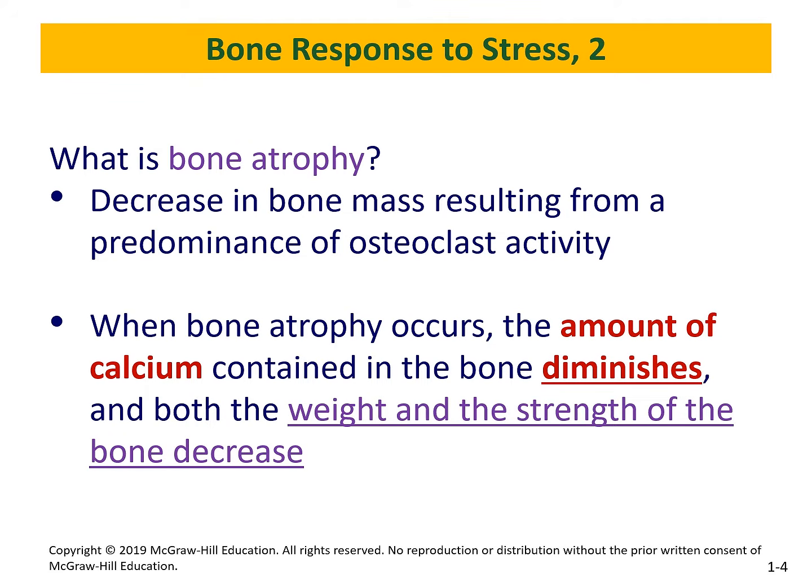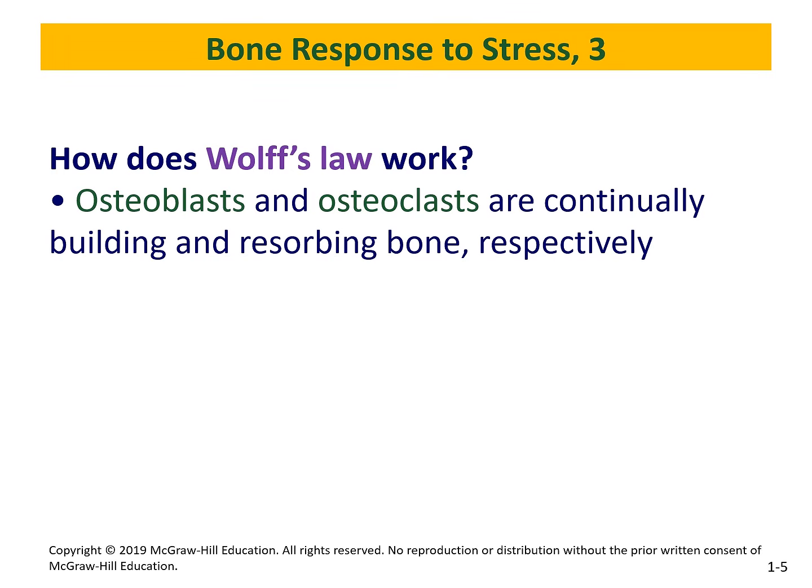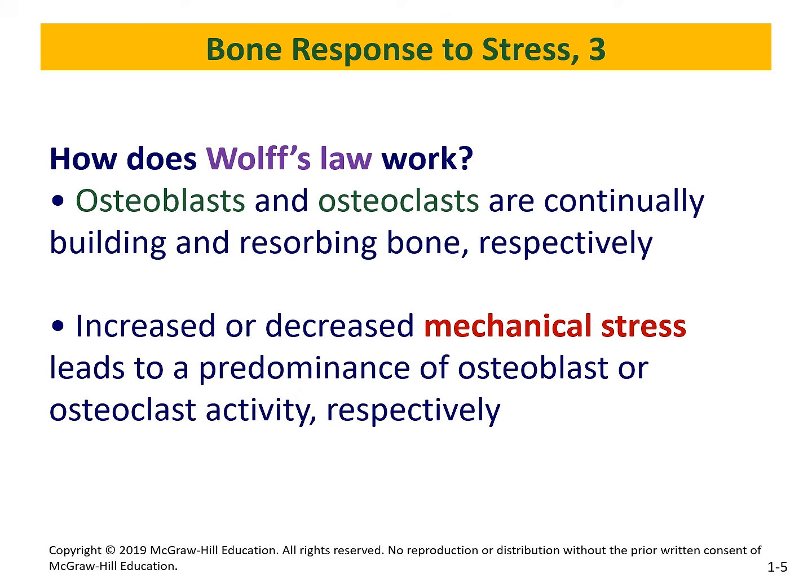So bone weight and strength decrease because of the osteoclast. Are we good with how that works? Osteoblasts and osteoclasts are continually building and resorbing bone. And remember, as I told you, our bone is a tissue that is always being built and resorbed. So an increase or decrease in mechanical stresses leads to predominance of osteoblast or osteoclast activity.